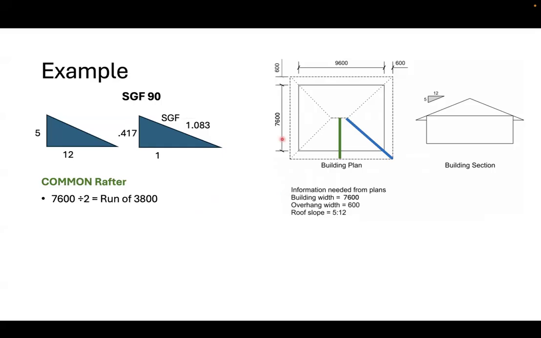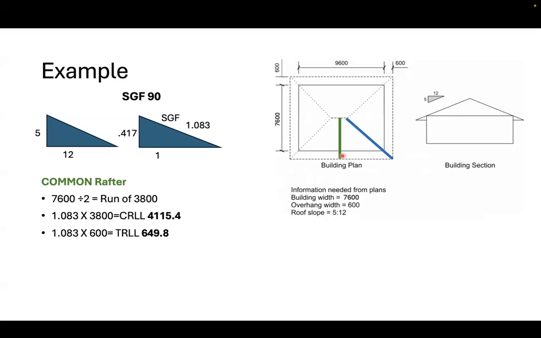Now for our common rafter, 7,600 is the total width of the building, but it only goes halfway. So divide by 2 gives us a run of 3,800. Now we take our common rafter run, 3,800, multiply by our slope gain factor of 1.083, and it gives us a common rafter line length of 4115.4. So that's to the outside of the building.